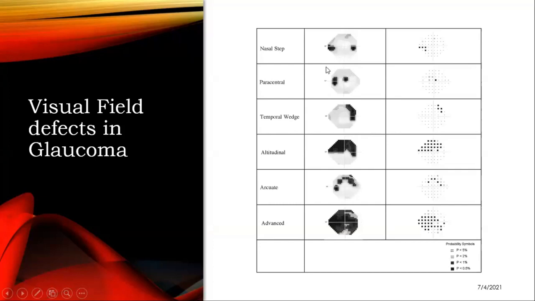And the most important thing in the visual fields is that these visual field defects obey the horizontal midline. They don't cross the horizontal midline, as compared to neurological types of visual field defects, which obey the vertical midline.